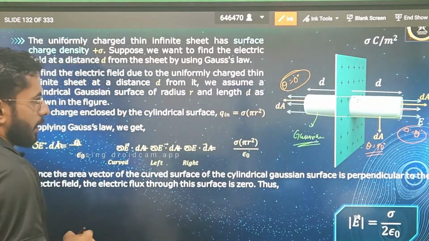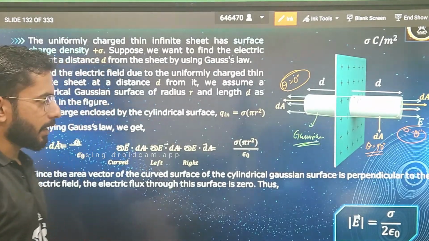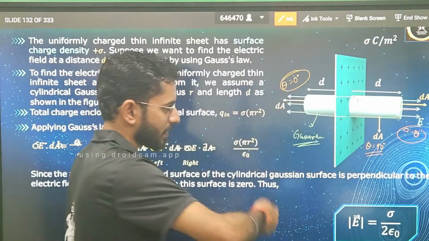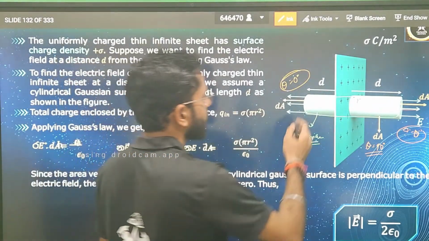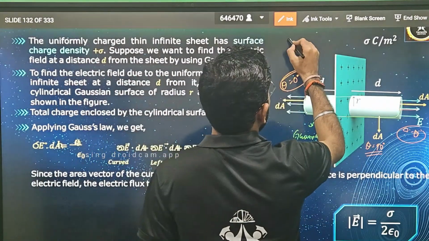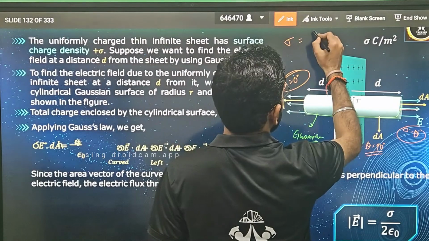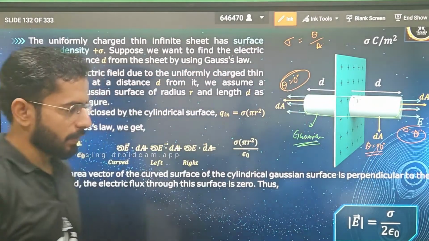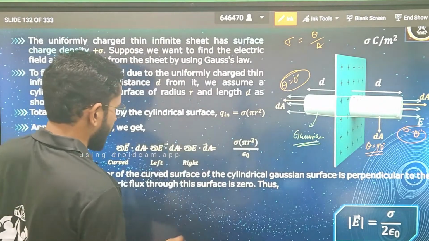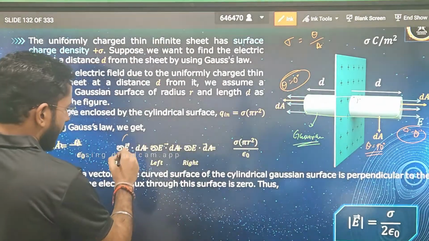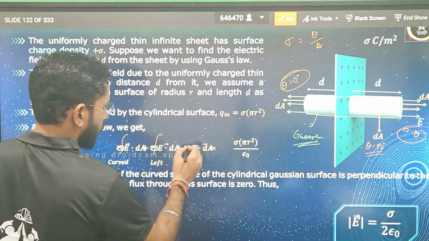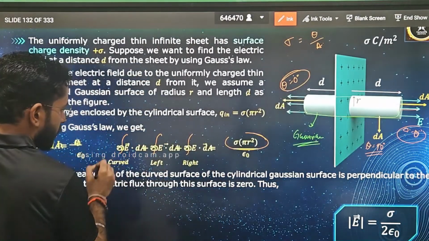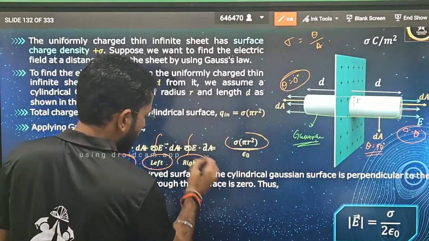Correct? Now I will write the integration. And here, because it is an area, what kind of charge distribution will be there, and how is it represented? Sigma. Sigma is written as charge per unit area. This is the way to define charge distribution over an area. Now, the integration of E dot dA is equal to the net charge present inside divided by epsilon naught. This is for the curved surface, this is for the left side, this is for the right side.